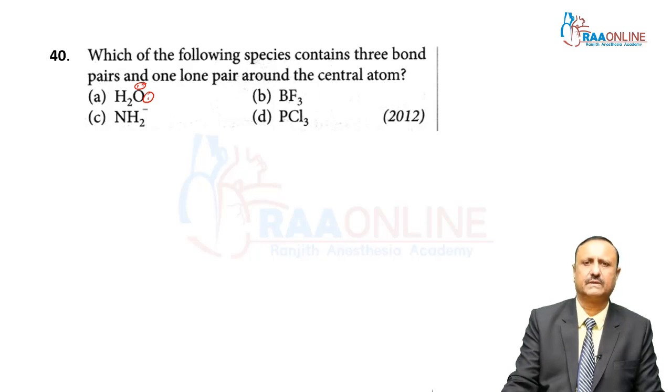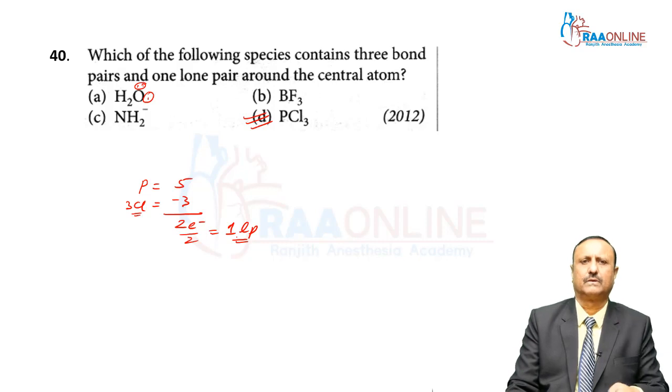NH2 minus and PCl3. Here, phosphorus's valence electron count is 5. Here 3 bonds are present with 3 Cl. So 5 minus 3, you get 2 electrons. 2 electrons means 2 by 2, you get 1 lone pair of electrons. So my dear students, your answer is D, because here you get 3 bond pairs. Question number 40, answer is D.